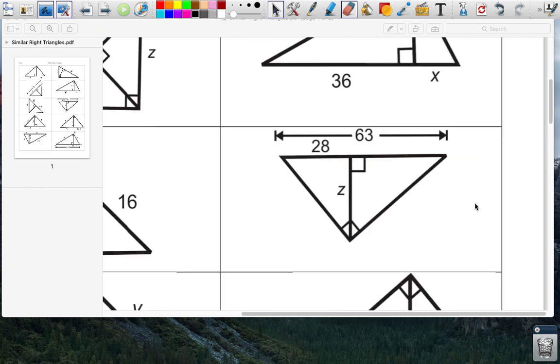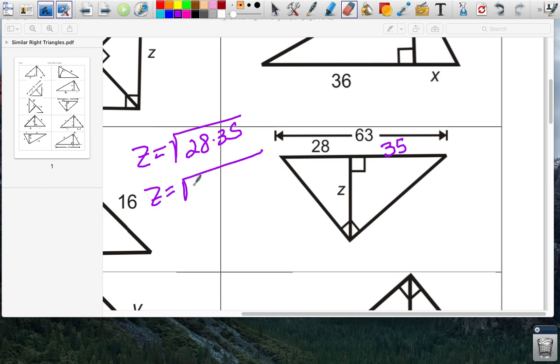What do we want? We want z. So if this is 28 and this whole thing is 63, 63 minus 28 equals 35, so we know this is 35 now, right? If we know it's 35, we can use our relationship here to find z, and we know that z is the square root of 28 times 35. And the only thing we have to do is just simplify. So 28 is 4 times 7, 35 is 5 times 7.